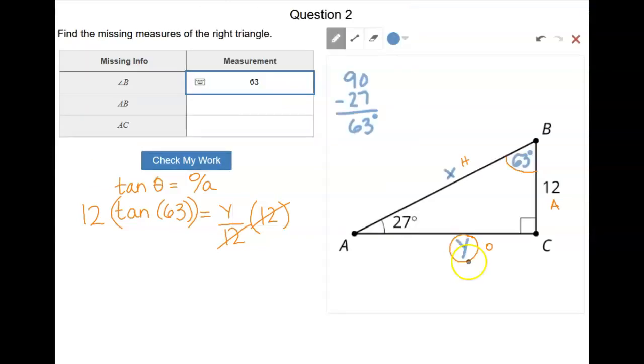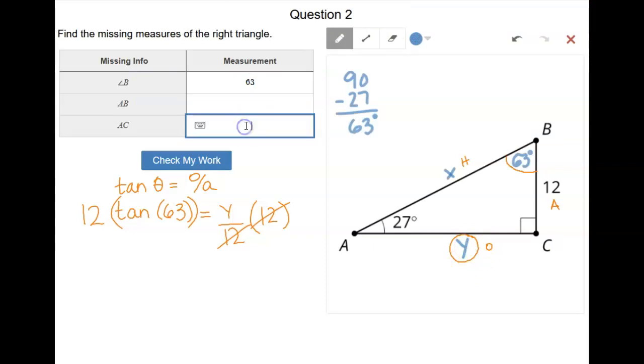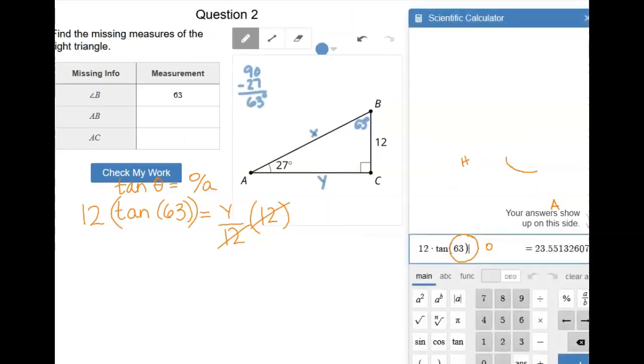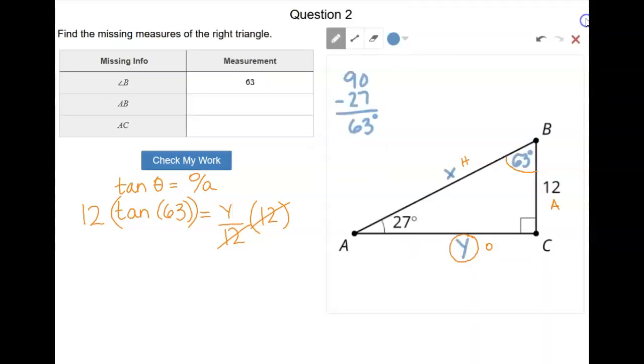So we know that this length right here, which is AC, is about, what was my answer again? 23.6. So we'll go with 23.6. Well, I don't really like using the Pythagorean theorem with decimals, so I'm actually going to use trig for the other one as well. Now, if you use the Pythagorean theorem, you'll probably get an answer that's close to the one that we're going to get for this one.